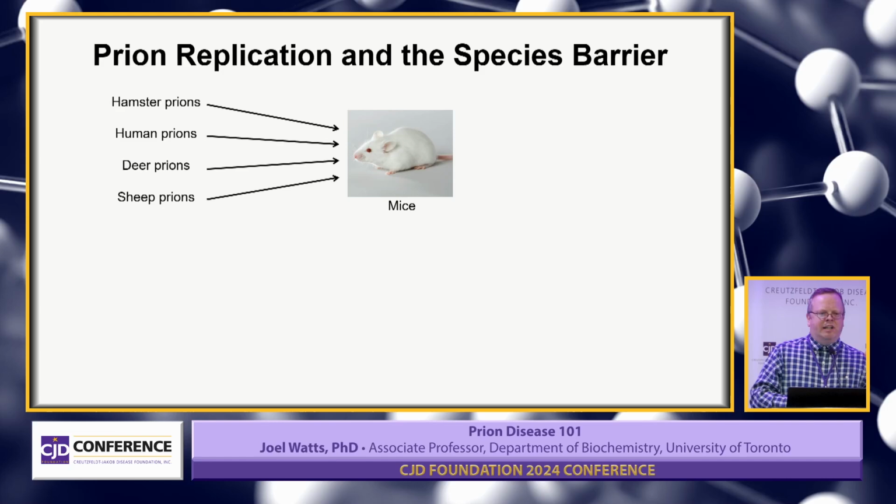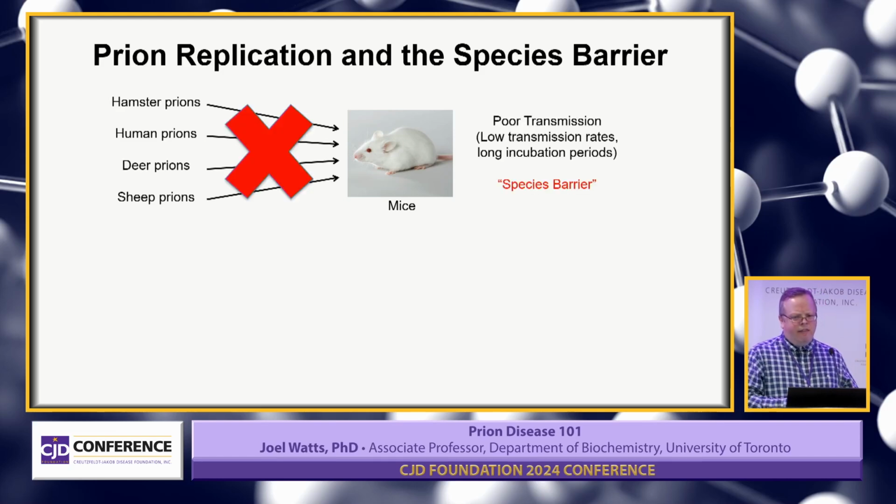Now, I've talked about prions being infectious, but this is not uniformly the case. Mice are very susceptible to prions from other mice, but they're not so susceptible to prions from other species. Let's say I injected 20 mice with prions from mice. All 20 mice are going to get sick, and it's going to take 4 to 5 months for them to do so. However, if I inject them with prions from other organisms, like hamster prions, human prions, etc., then you're going to get very poor transmission, meaning that maybe only 1 out of 20 mice gets disease, and instead of taking 4 to 5 months, maybe it takes 2 years.